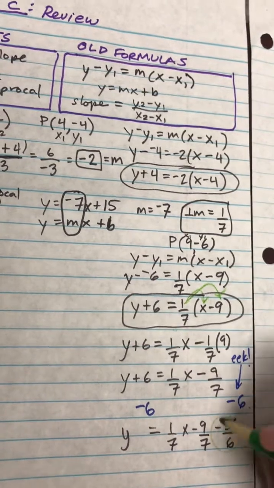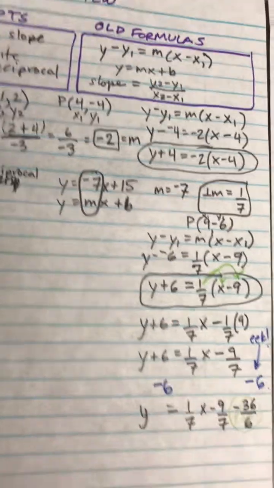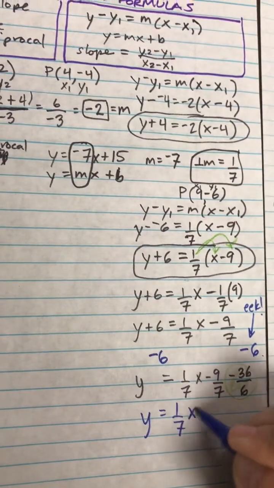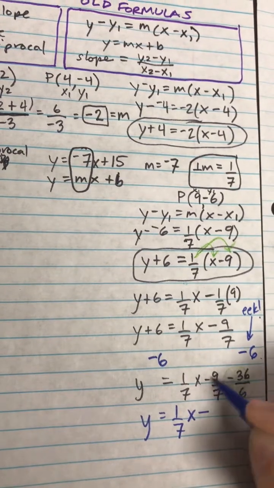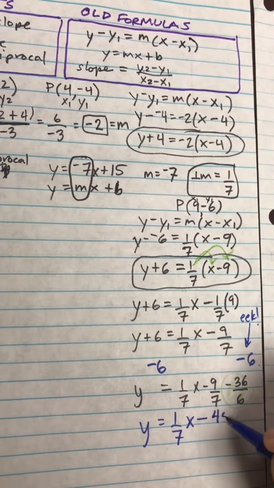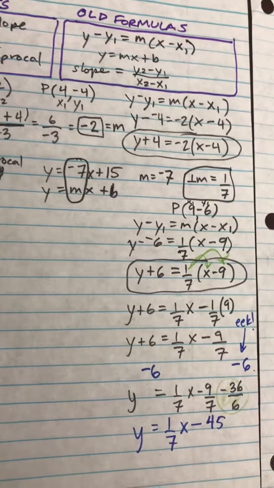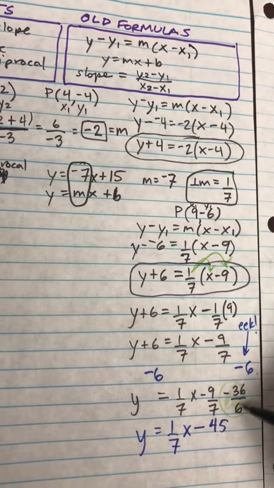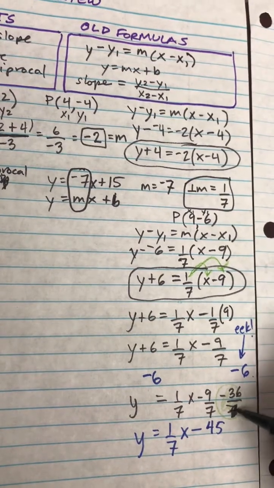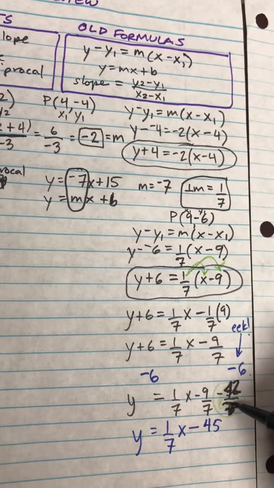So this number here is the number negative 6. I promise, you can plug that in the calculator. Now we can rewrite this. y is equal to 1/7 x, and the numerators, now I can combine negative 9 minus 36 and get 45. What have I done? I made a mistake. Negative 36 over 6 really is negative 6, but I need the denominator to be a 7. Uh-oh. So now I need the number 42 over 7.